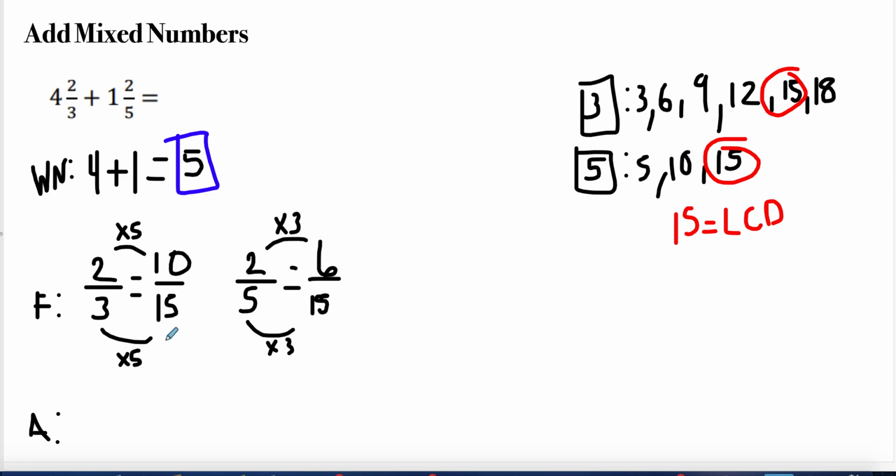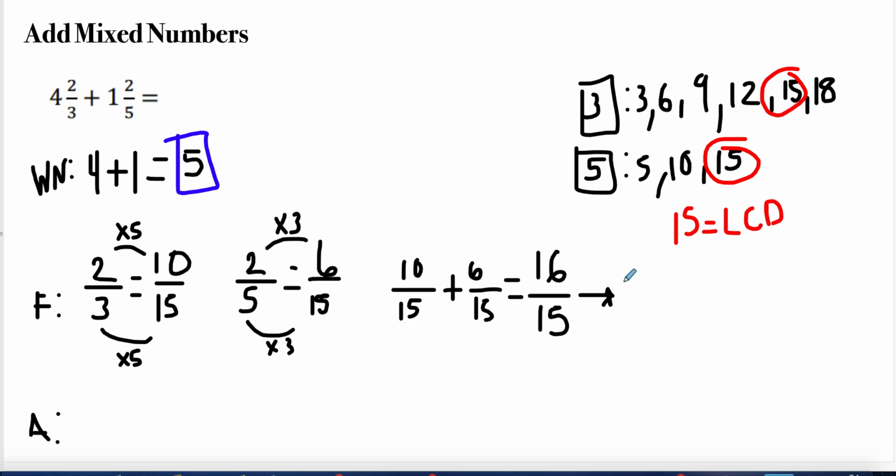So now I'm going to add 10/15 plus 6/15, which is equal to 16/15. I notice that that's a fraction greater than 1, so I'm going to rewrite it as a mixed number. 15 goes into 16 one time with the remainder 1, so it's 1 and 1/15.